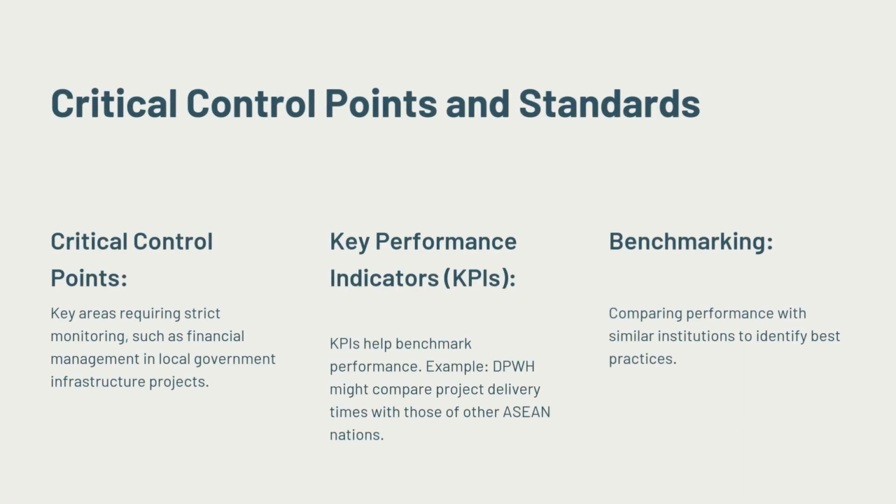Now let's discuss critical control points and standards. These are the specific areas where monitoring is crucial to ensure the success of a program or project. For example, in a government project aimed at distributing agricultural equipment to farmers, the critical control points could include procurement and distribution. The agency needs to closely monitor whether the equipment is being purchased on time and whether it is distributed to the right farmers.